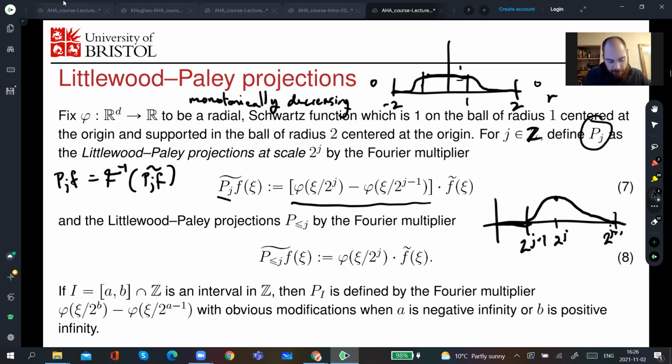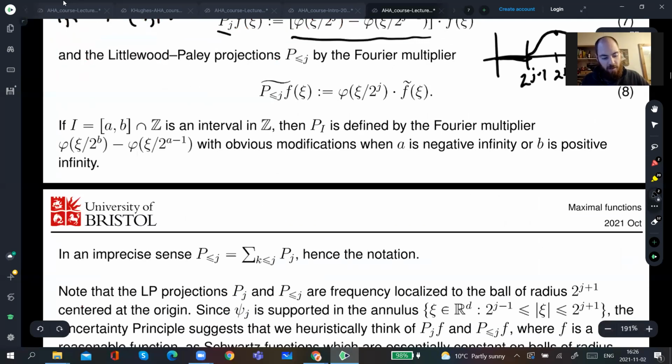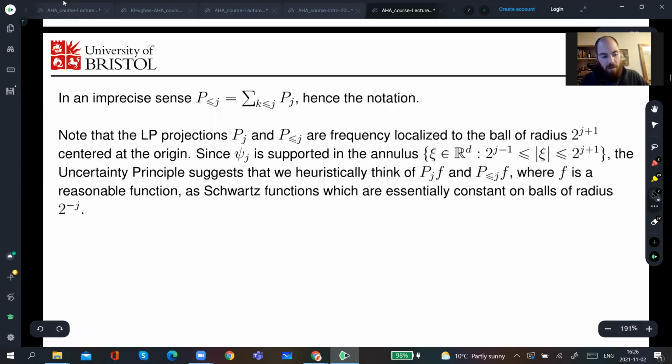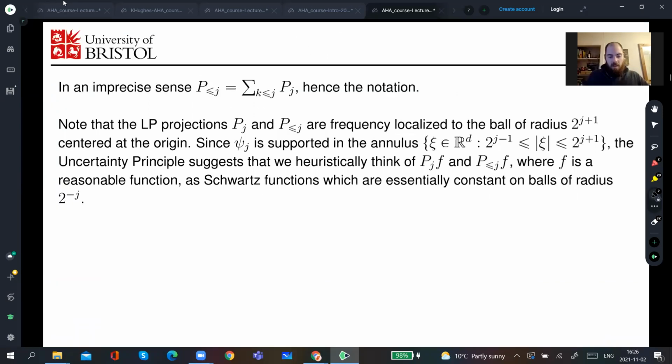Okay. So those are the operators. Let's see what these things actually mean. I've written P less than or equal to j because in a certain sense, it's actually a sum over all the Littlewood-Paley pieces up to j. So this is over all integers k. Oh, sorry, that should be a k. Silly me.